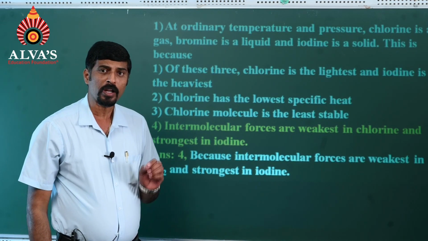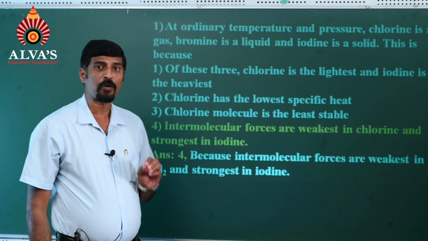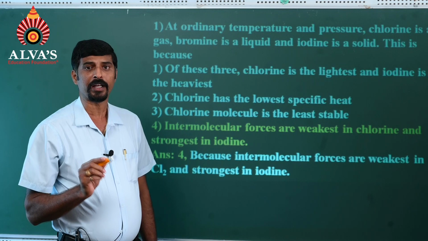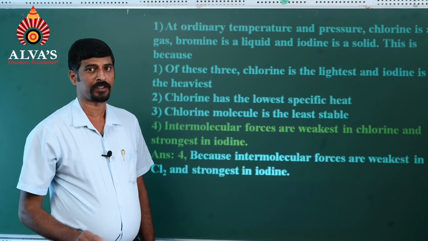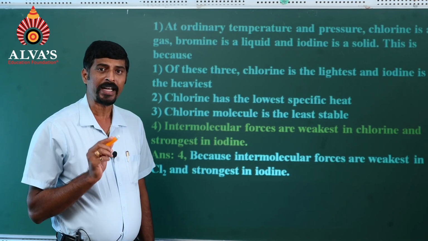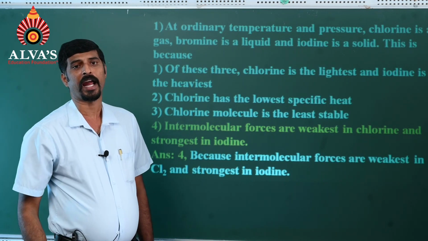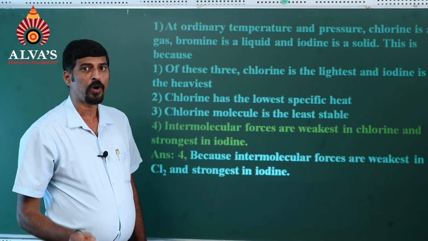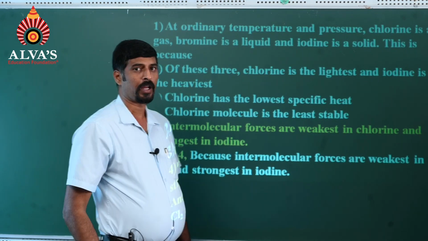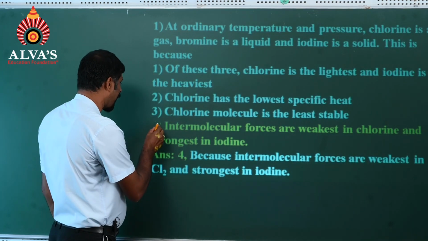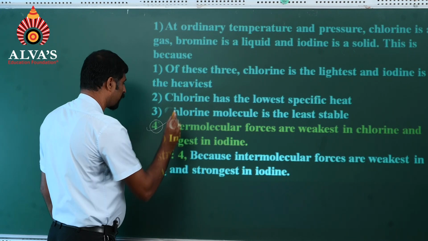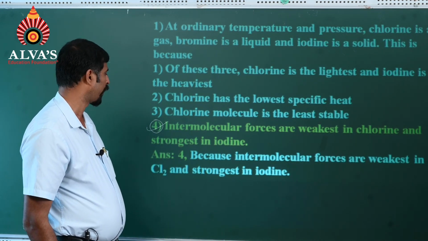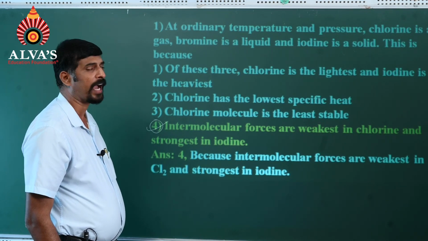Now, in the case of chlorine, the van der Waals force is weakest, and in the case of iodine, the van der Waals force is strongest. That's why chlorine exists in the gaseous state and iodine exists in the solid state. Considering this concept, option 4 is the right answer, that is, intermolecular forces are weakest in chlorine and strongest in iodine.